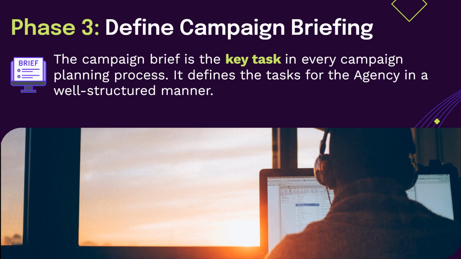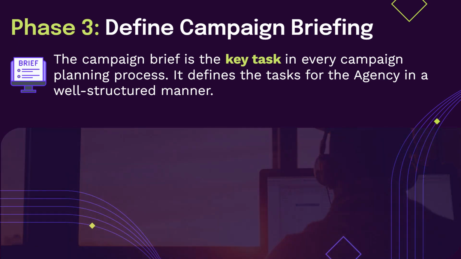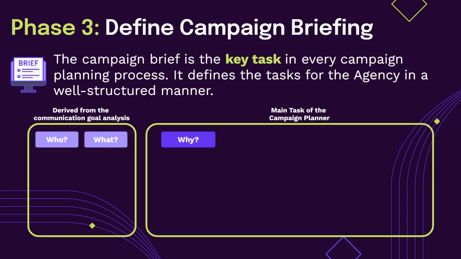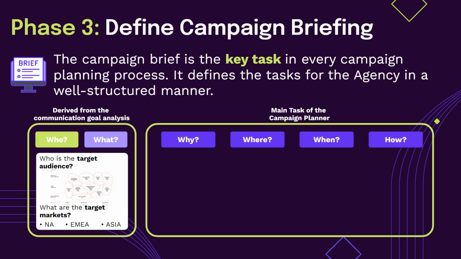Campaign briefing can be divided into two main sections. The first section serves to answer the who and the what, while the second section addresses the why, the where, the when, and the how. Who? This question serves to identify the target audience and the target markets for our campaign. Detailed persona descriptions are identified for each target.